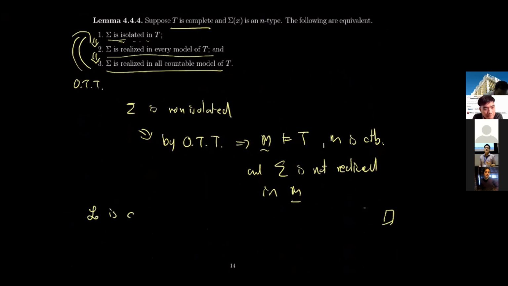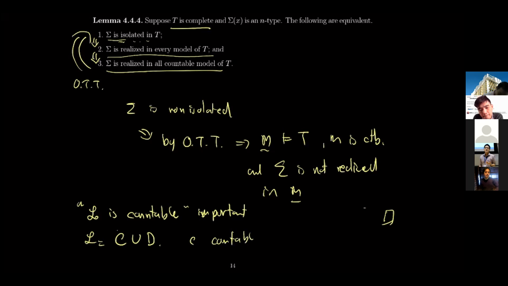I would say that the condition that it is countable is important. You can look at a language that consists of these two sets of constant symbols, where C is countable and D is uncountable. Yes, that's a very famous example, but this theory is not complete. Right, that's why I think this is something you want to mention.